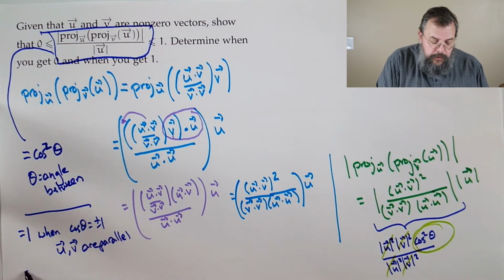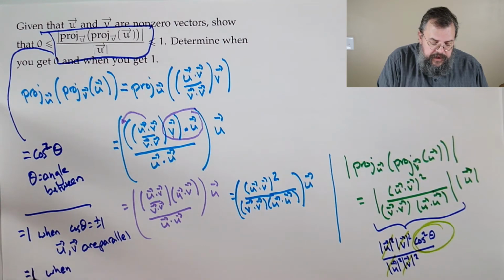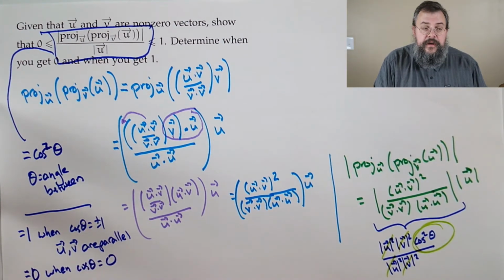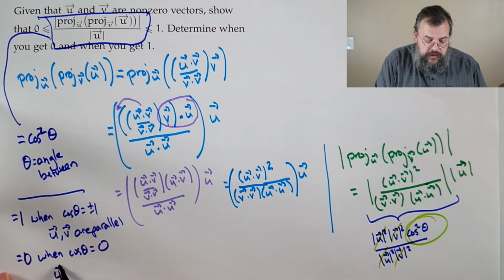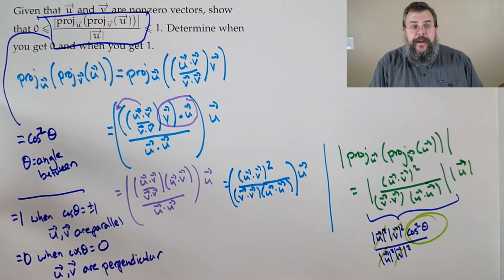Well, when does it equal 1? Sorry, not 1, we already did that. When does it equal 0? That says when cosine theta equals 0. Well, when does cosine of theta equal 0? That says that u and v are perpendicular. In other words, they form a right angle. And so that's the answer.